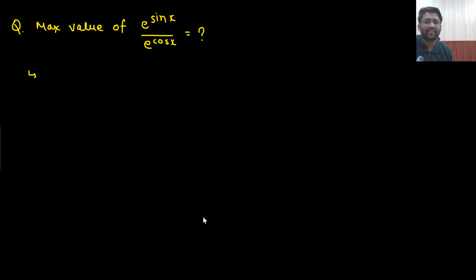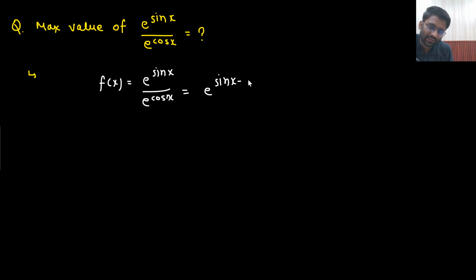Maximum value of e to the power sin x divided by e to the power cos x. What is the function? e to the power sin x divided by e to the power cos x. What you will get? e to the power sin x minus cos x. Can I write down in this manner? What is the maximum value of this? What is the exponential function?